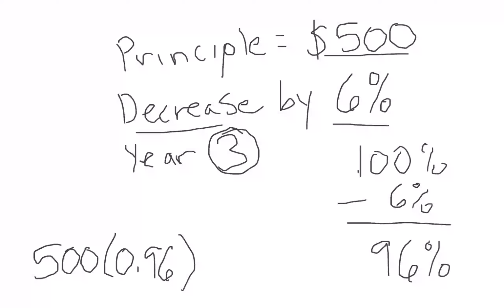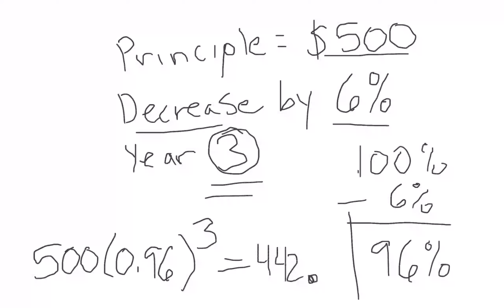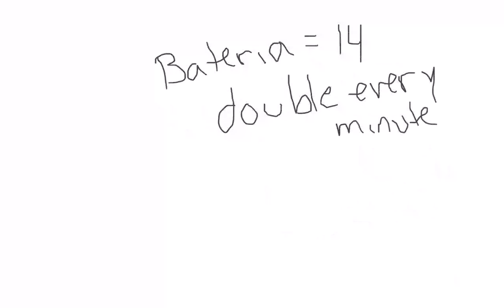Well, we don't want to just do that one time. Since we have 3 years, we're going to do that 3 times. And we would find out that the amount of money that we have left over, if we type that all in, would be $442 and a total of 37 cents if I round up. And so that would be my final answer.